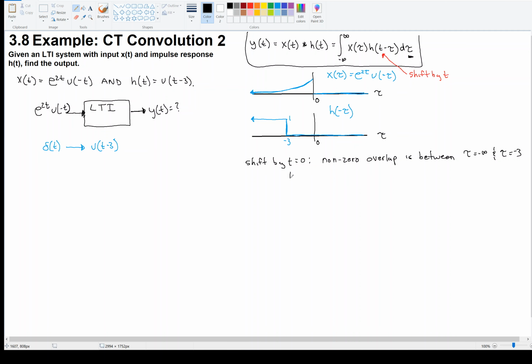All right, now if I shift by t equals 1, or whatever value of t you like, but I'll choose 1. So imagine this graph shifted to the right by 1 unit. Now I'd be going from minus infinity to minus 2. All right, and let's try a negative value of t. So if I shift this to the left by 1 unit, I'd put this edge at minus 4. So the non-zero overlap is all the way out here at minus infinity to now minus 4.